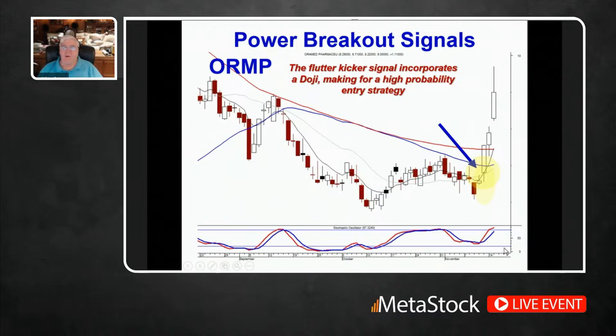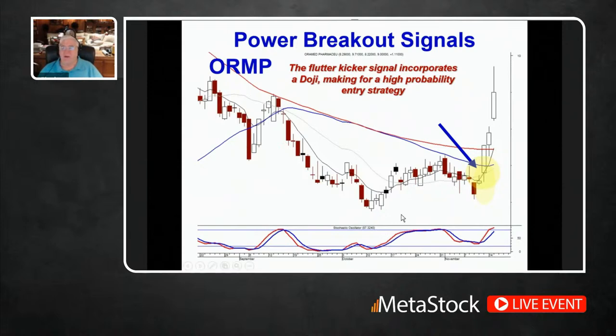This is called a bullish flutter kicker signal. This is even more, I want to say, exact as far as entering a trade. Notice you had your dark candle. The next day, they gapped up and did a doji. Not very decisive. However, it is a very strong alert.